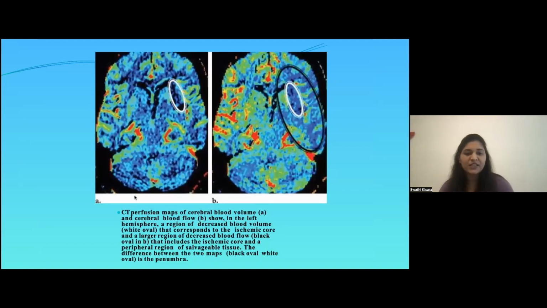So these are again CT perfusion maps of cerebral blood volume and cerebral blood flow. In the left cerebral hemisphere, we can see a region of decreased blood volume, which is seen in the white oval, that corresponds to the ischemic core, and a larger region of decreased blood flow. This is the larger region of decreased blood flow that includes both the ischemic core and a peripheral region of salvageable tissue. The difference between the two maps, that is the difference between the black oval and the white oval, gives the ischemic penumbra.